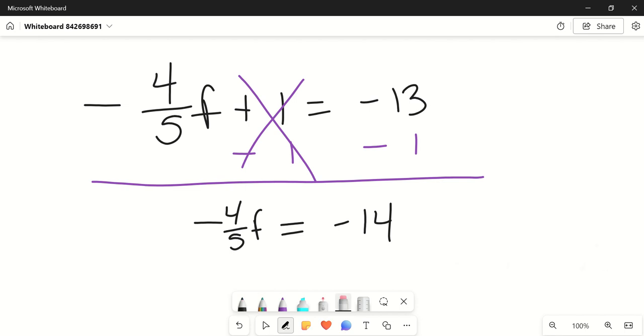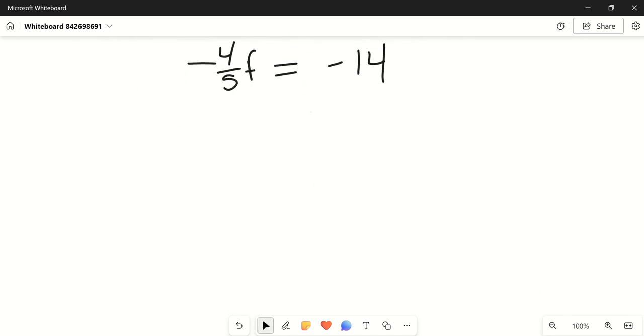So my new equation is negative 4/5 F equals negative 14. This is where I need you guys to be silent because, again, this is live. What is my next step? Ozias. Not yet. I know where you're going with that, but what's my first step? You're jumping ahead. So what's happening to the variable?